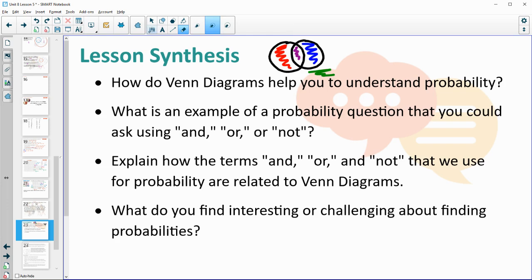So how do we use the terms and, or, and not for probability related to Venn diagrams? So when the two events are overlapping, that's going to be an and. The region that is outside of the Venn diagram, so this is not in any of it. Okay, we could also have not in the blue would be the red, or not in the red would be the blue. So not would not be contained within that region. And then all of the information in either the red or the blue is the or. So in any of those bubbles.